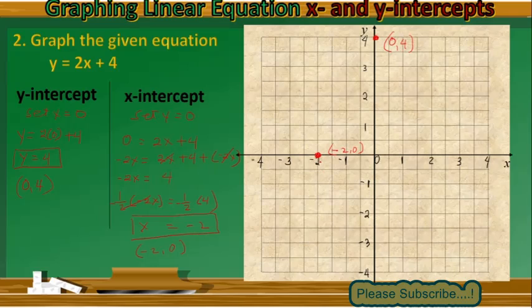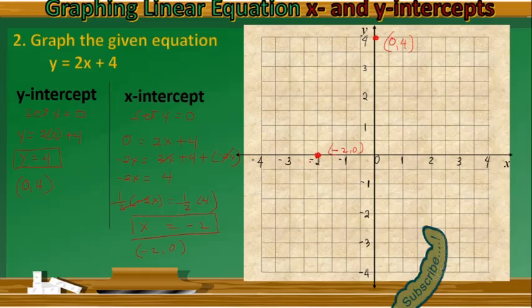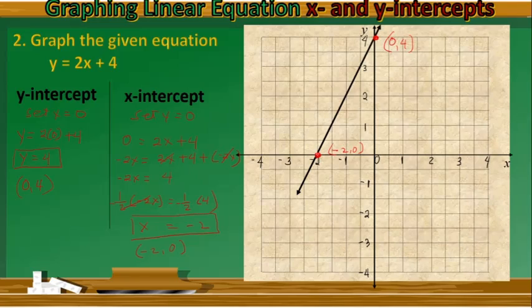As I said, the point where the graph intersects the x-axis is our x-intercept. When the graph intersects the y-axis, that is our y-intercept. So we'll draw our graph. This is now our x-intercept, and this is our y-intercept. Okay, that is how to graph equation number 2.